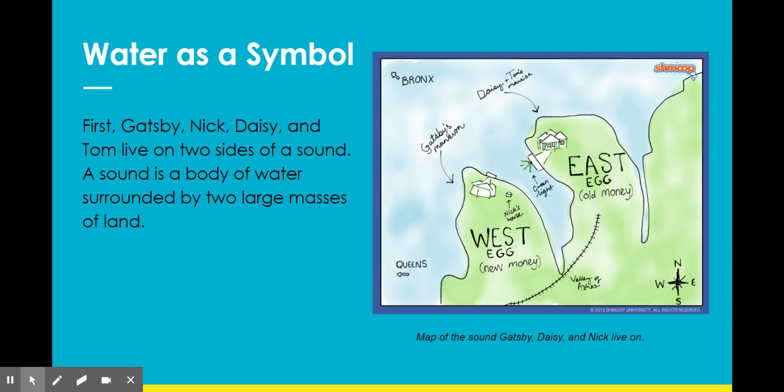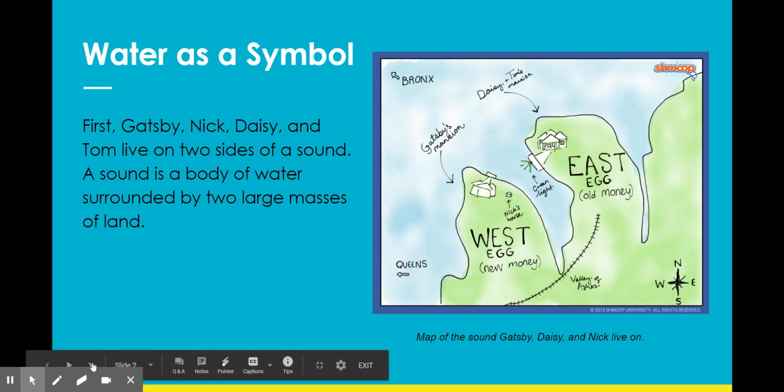Think about how Tom and Daisy feel when they go over to West Egg and go to Gatsby's party. They sort of are looking around like, oh, what are these people doing, right? Sort of in a snobbish way, because that's not the way their families have lived their lives and spent their money. So water right there separates these two ideas, these two groups of people, the idea of West and East and new and old, and sort of how they live their lives.